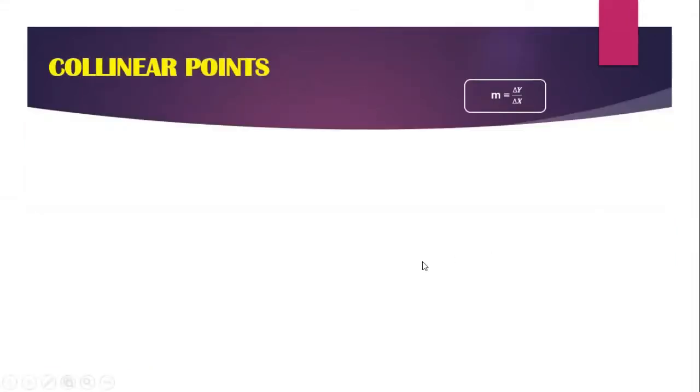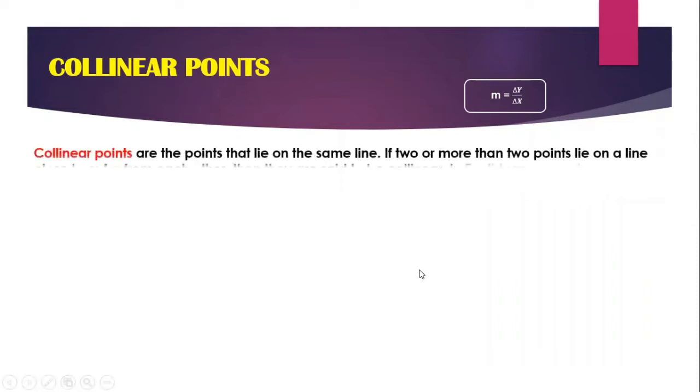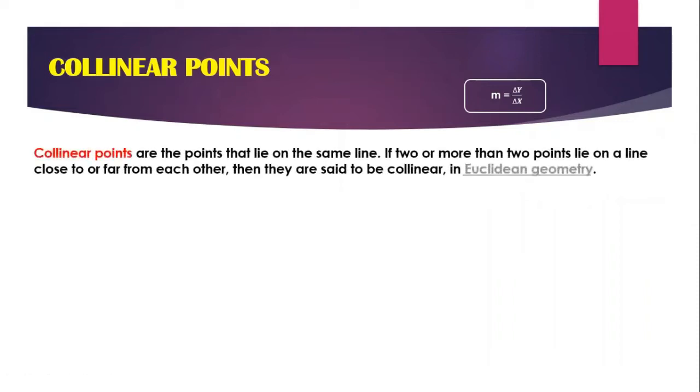Before we go to the question, we are going to discuss first about collinear points. What are collinear points? Collinear points are the points that lie on the same line. If two or more points lie on a line, close to or far from each other, then they are said to be collinear, based on Euclidean geometry.